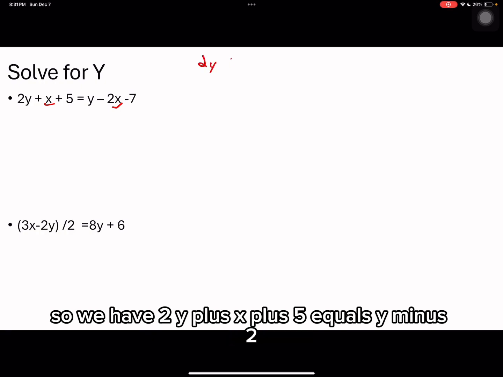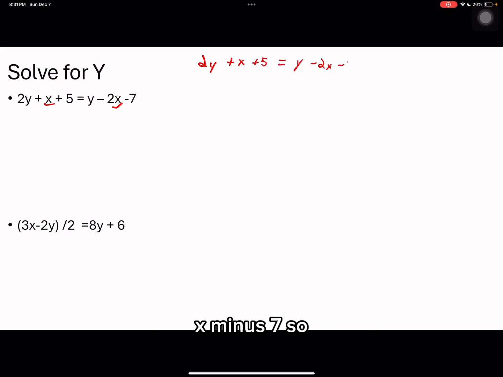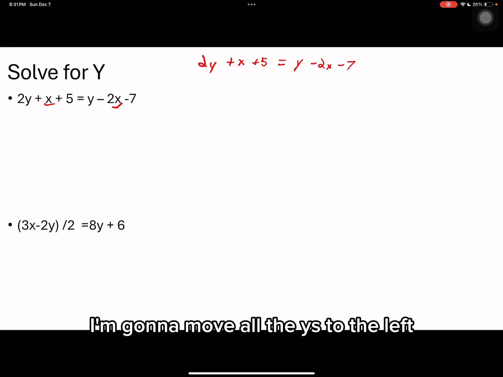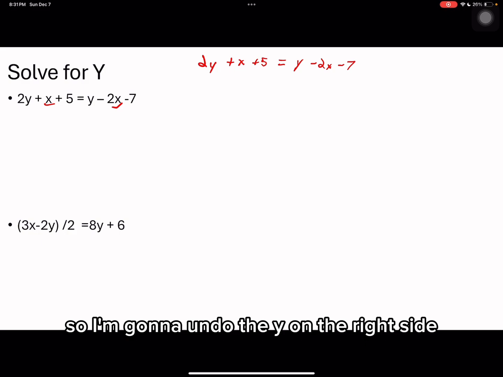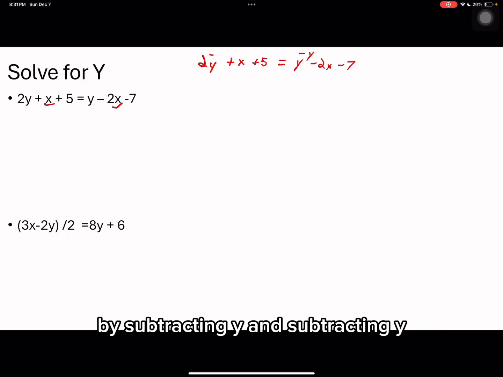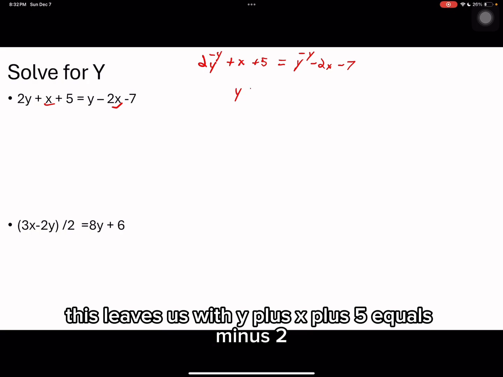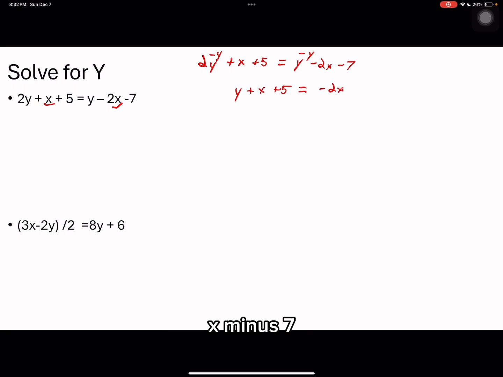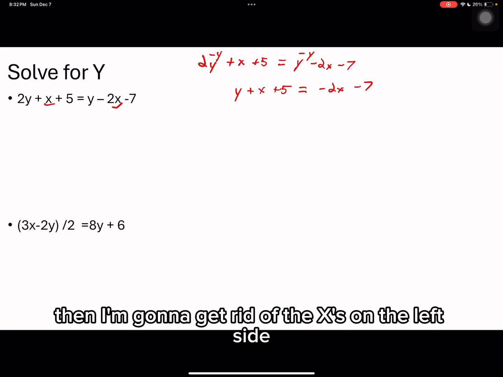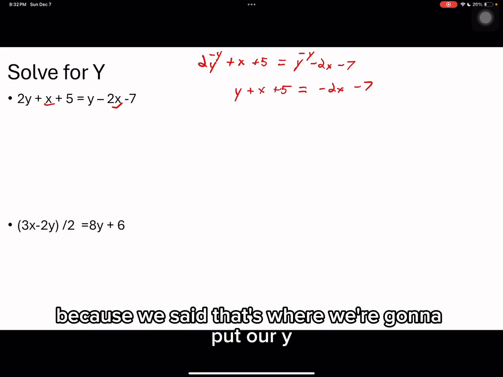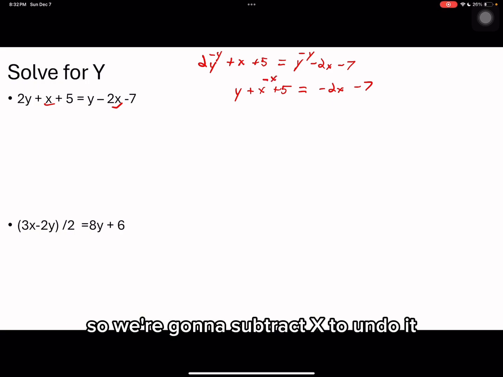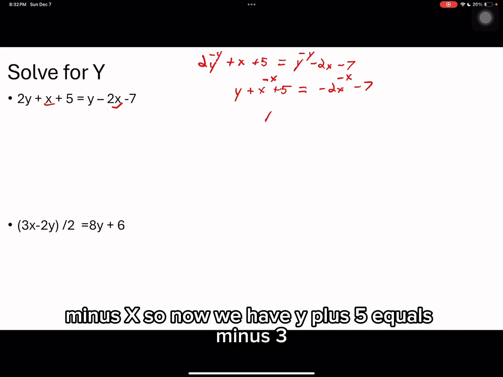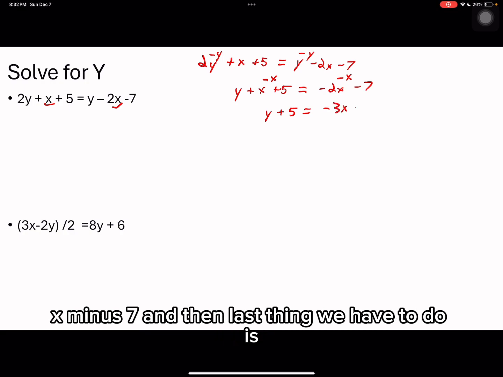So we have 2y plus x plus 5 equals y minus 2x minus 7. So the first thing I'm going to do here is move all the y's to the left. So I'm going to undo the y on the right side by subtracting y and subtracting y. This leaves us with y plus x plus 5 equals minus 2x minus 7. Then I'm going to get rid of the x's on the left side because we said that's where we're going to put our y. So we're going to subtract x to undo it, minus x. So now we have y plus 5 equals minus 3x minus 7.